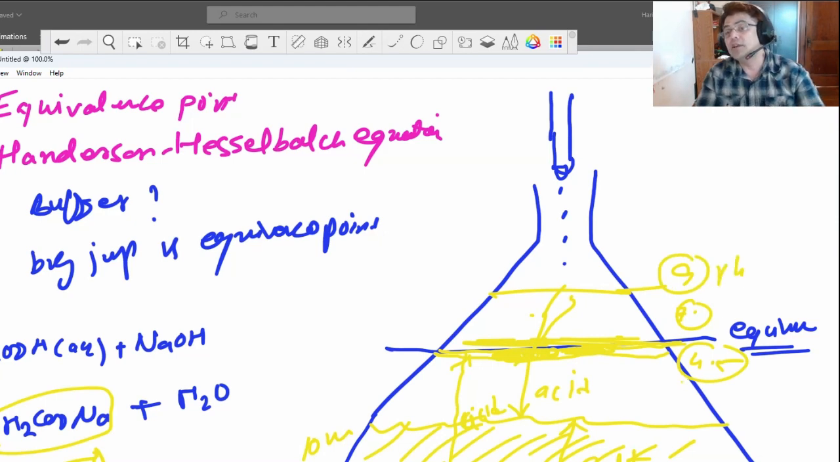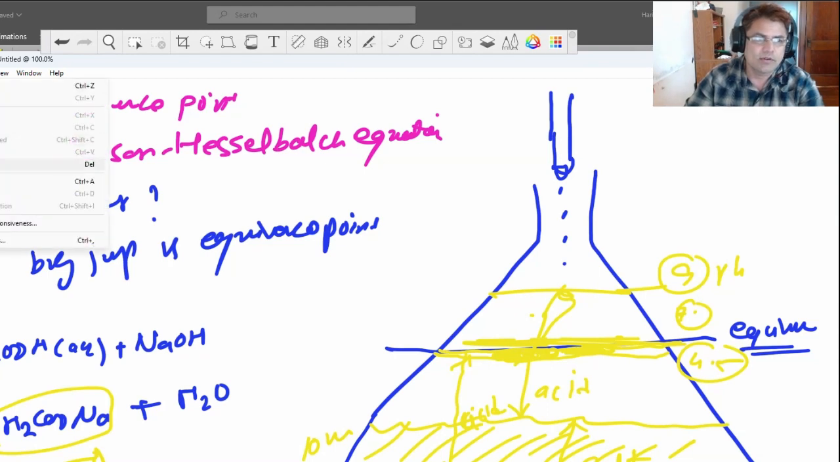But you don't have to worry about that, right? This 9 pH is your equivalence point. So now we have the answer why the big jump is there: everything gets neutralized and the basicity is high. That's why it gives you the high pH. Okay, now we have both answers.